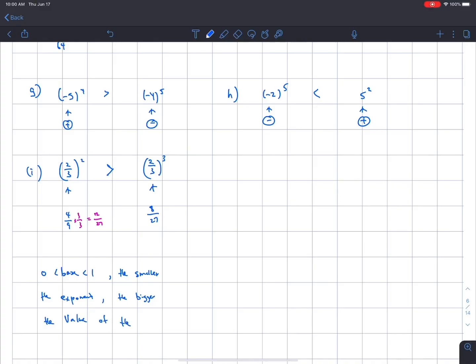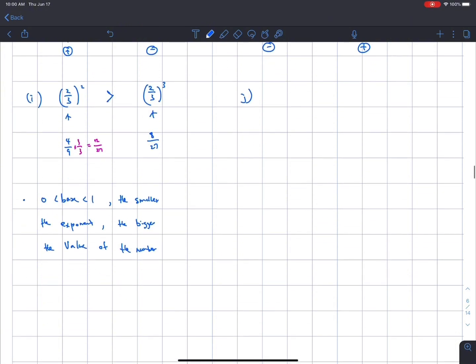Of the number. So we'll see if this is true. So, well, to test this out, maybe we can just do one more. Maybe 1/2 to the power 3 and 1/2 to the power 4. Something like that. Maybe I'll do 1/2 squared.